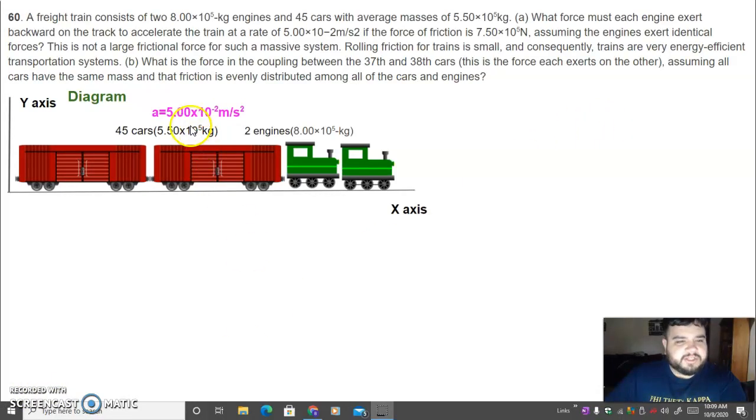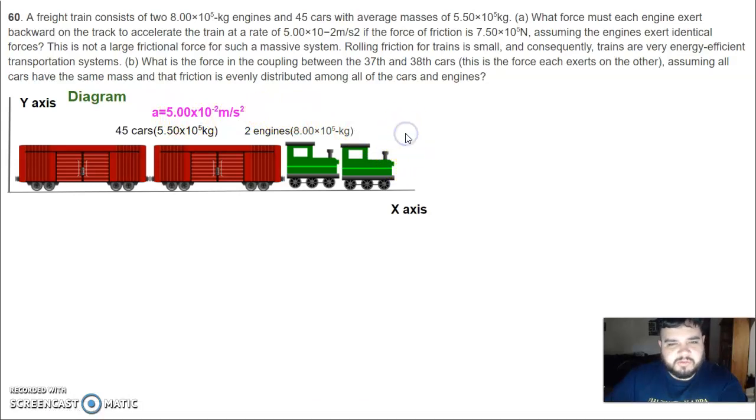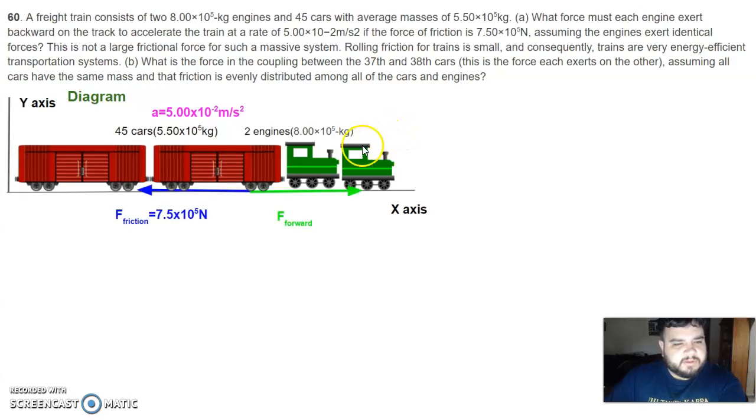So we had our two engines that we put in there, and then we only drew two cars, but we know there's 45 of them total, and we took that information from the problem. The same with the acceleration, we noted that down also. Since we're dealing with forces, I also noted the vectors and the direction the forces are going.